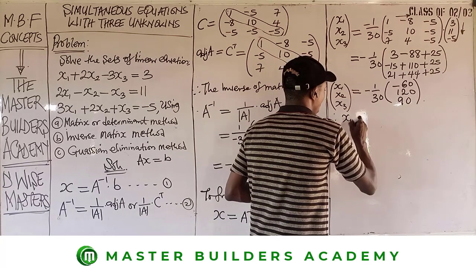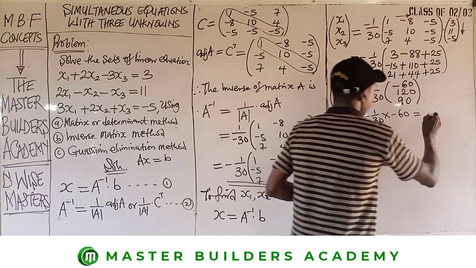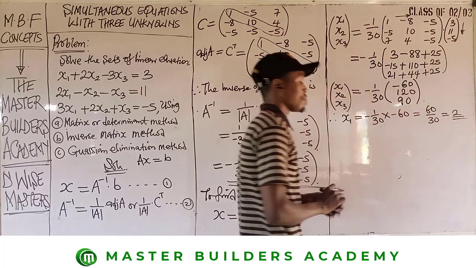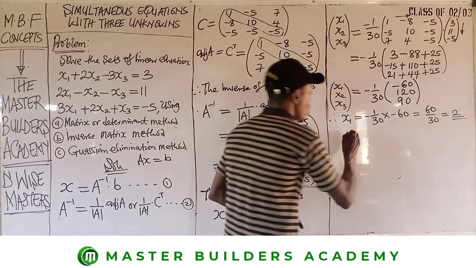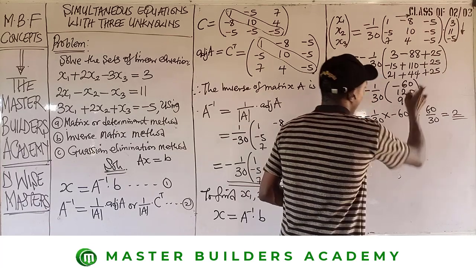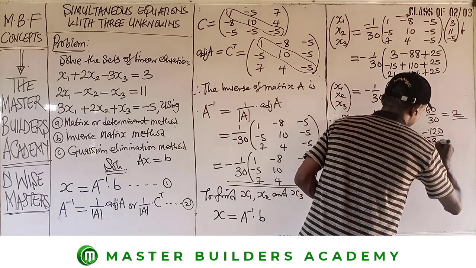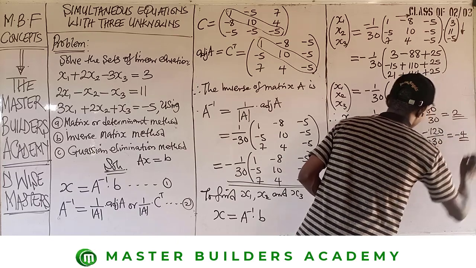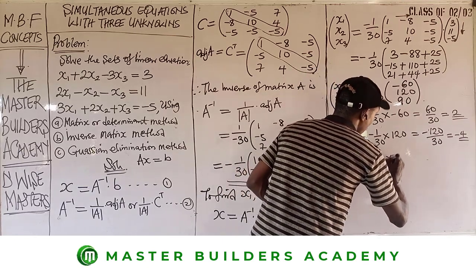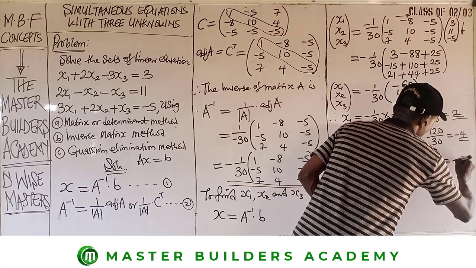So therefore, x1 is equal to minus 1 all over 30 multiplied by minus 60. And if we do this, the answer will give us 60 all over 30, and this will give us 2, a positive result. It's as simple as this. Then when we come to x2, x2 is minus 1 over 30 multiplied by the middle number, which is 120, and this gives us minus 120 all over 30, which is minus 4. Then finally, to find x3, x3 becomes minus 1 all over 30 multiplied by 90, and this gives us minus 90 all over 30. The answer here becomes minus 3.